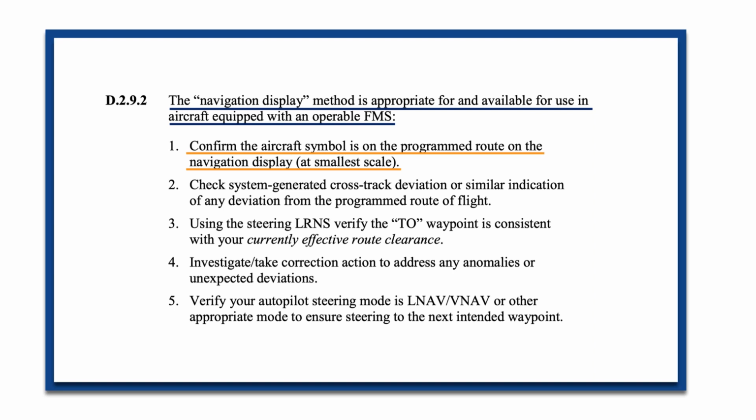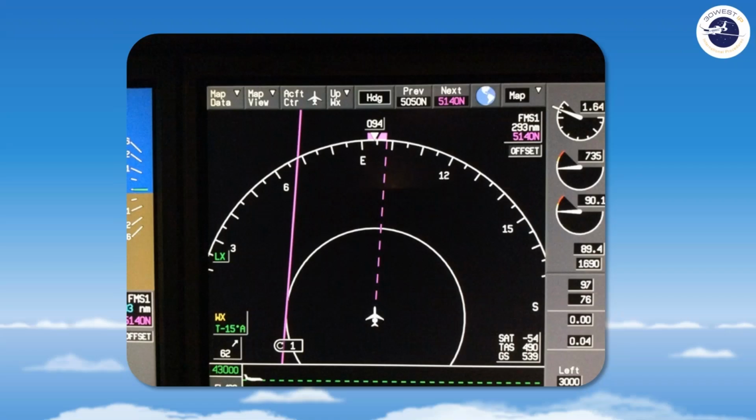So instead of on a plotting chart, the first thing you do is confirm the aircraft symbol is on the programmed route. Now, the programmed route is only as good as your prior sanity checks provide. So you got to make sure you do all the other checks as well.